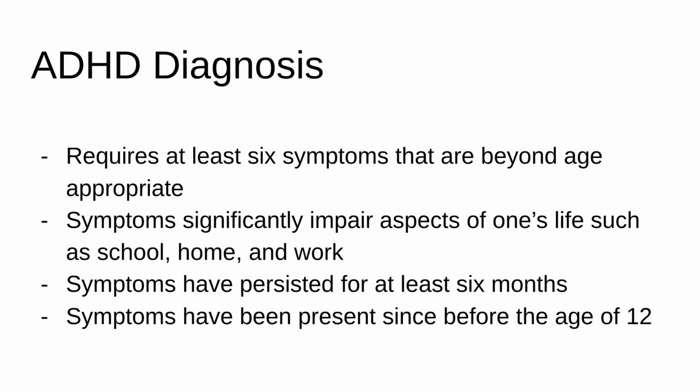So, what is an ADHD diagnosis and how does one attain one? It requires at least 6 symptoms that are beyond age appropriate. These could be symptoms that I've mentioned previously. These symptoms significantly impair aspects of one's life, such as at school, home, and at work. These symptoms have persisted for at least 6 months, and the symptoms have been present since before the age of 12.